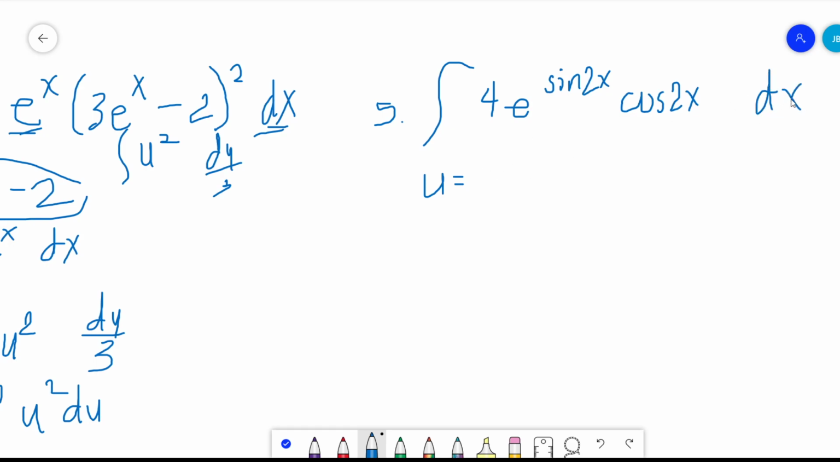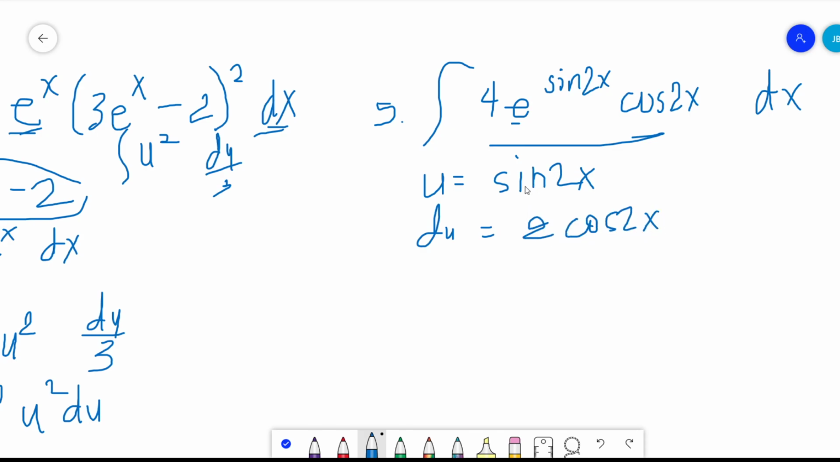So for this one, let's try the u substitution as the exponent of e, to get the e^u du form. So let's try u equal to sine 2x. Our goal is to change this one into e^u du form so that we can integrate, because we cannot integrate if it looks like this. So let's try. du would be equal to 2 cos 2x, because the derivative of sine 2x is cos 2x, multiplied with the derivative of 2x, which is 2. So that's 2 cos 2x.